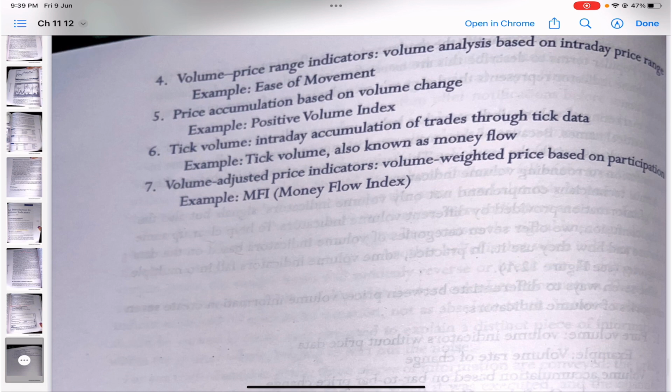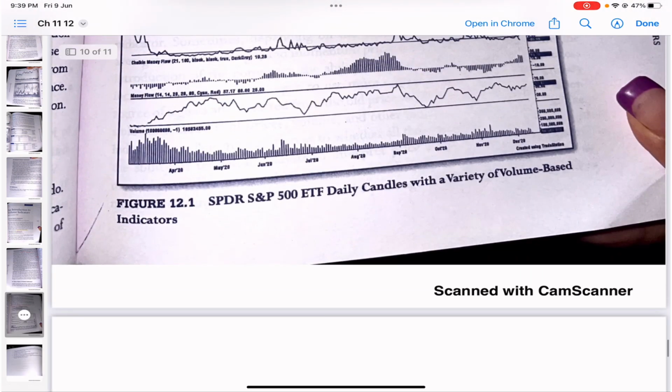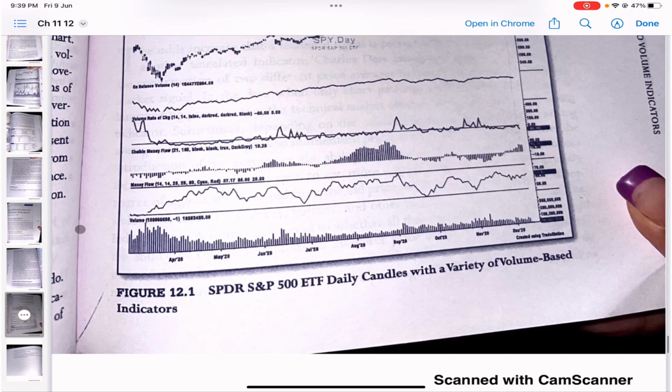Next we have volume price range indicators. Volume which is based on intraday price range, for example ease of movement. Price accumulation based on volume change, positive volume index, tick volume, which is also for intraday, tick volume money flow. Volume adjusted price indicators, volume weighted price base participation, MFI money flow index. This is how my money flow looks like. This is my Chaikin. This is my volume.